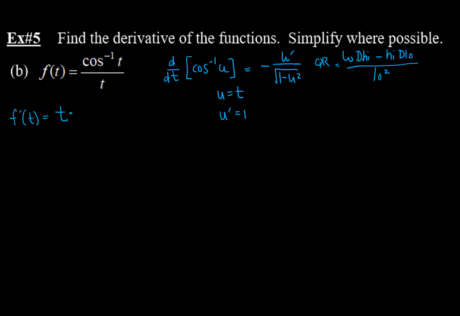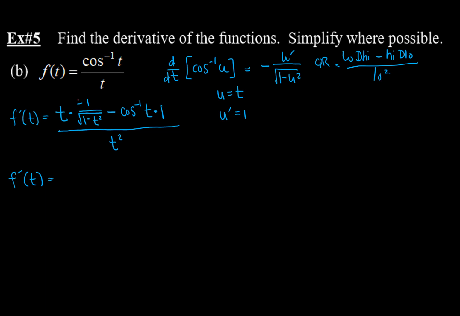So when I take the derivative of the inverse cosine of t, it's just going to be -1 over the square root of 1 minus t squared. So not too bad. Then I'm going to subtract from that my high d low. So the inverse cosine of t times the derivative of the low, which is just 1. And then that's all over t squared. Not too bad, right? All right, let's clean it up.